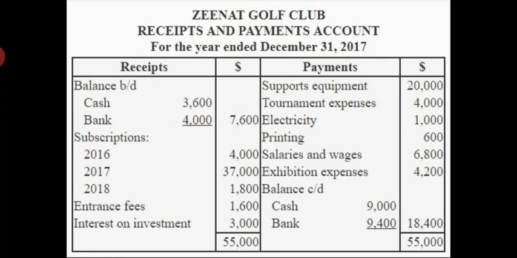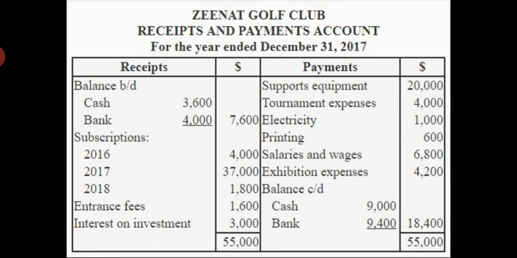Whereas on the payment side, that is your credit side, right hand side, sports equipment, sorry, it should be sport, I believe. Oh, okay, whatever, support equipment also can be. It is 20,000 equipment purchased. Then tournament expenses 4,000, again another expense. Electricity expenses, printing, salaries and wages, exhibition expenses, these are all given on the payment side.